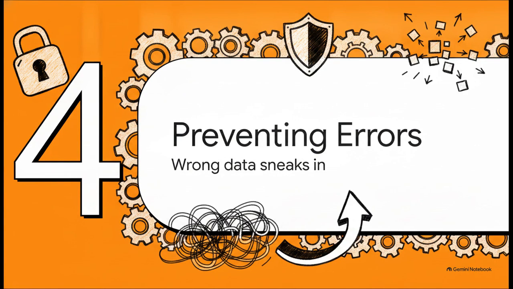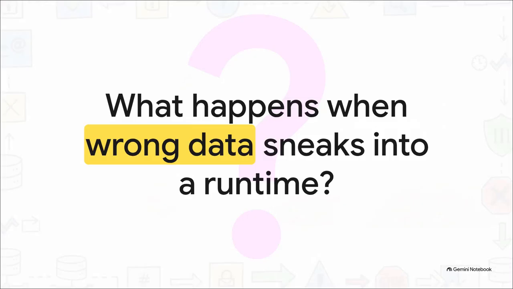Section 4. Preventing structural data errors, when the wrong data sneaks in. Strict validation isn't just some pedantic formatting rule created to annoy programmers. It is an absolute necessity for survival in active digital environments. So pause for a second and think about this. What actually happens when the wrong data type sneaks into a live runtime? What happens if that bouncer looks the other way and a text string tries to sneak into a function designed strictly for a numeric value?